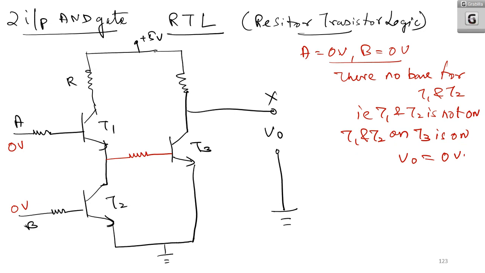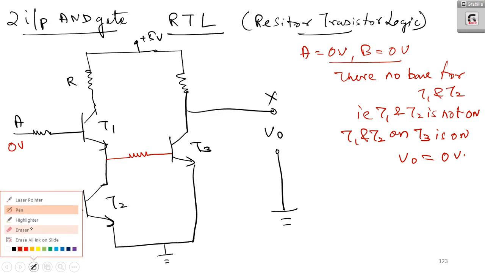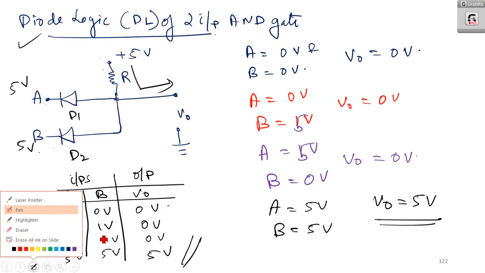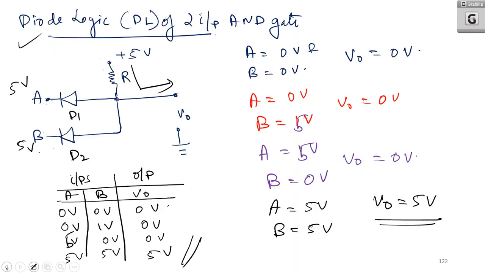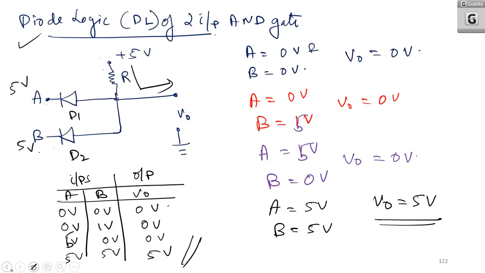Now next one is... I think I have erased that. Okay, so I will once more draw it.